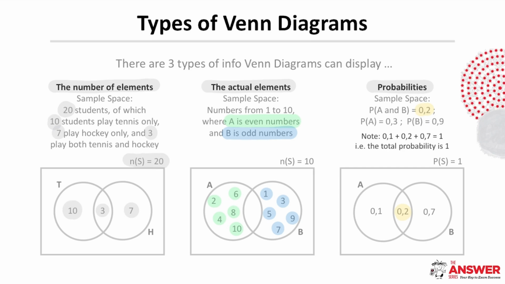So the probability of A only will be 0,3 minus the overlap 0,2, which equals 0,1. And then B only will be 0,9 minus the overlap of 0,2, and so this here must be 0,7. Note that for this example, 0,1 plus 0,2 plus 0,7 equals 1, and this means everything in this sample space is in A and B.